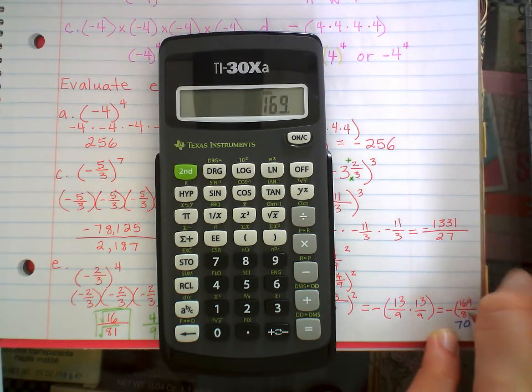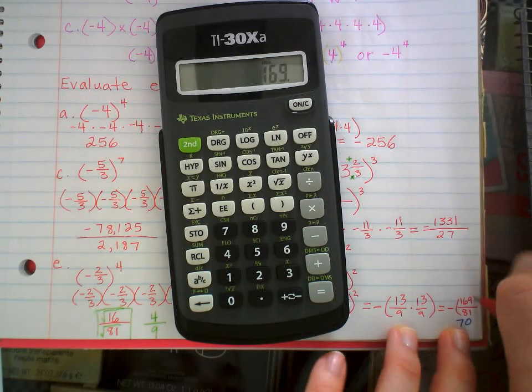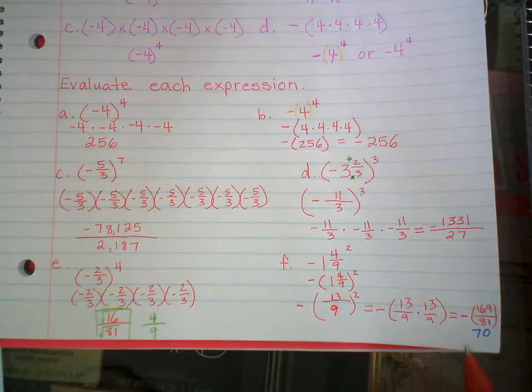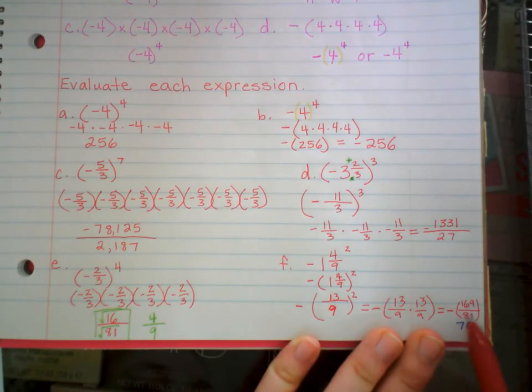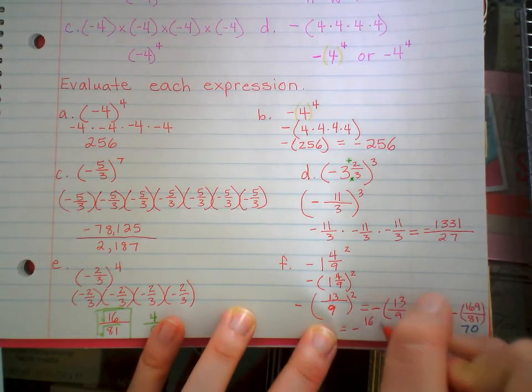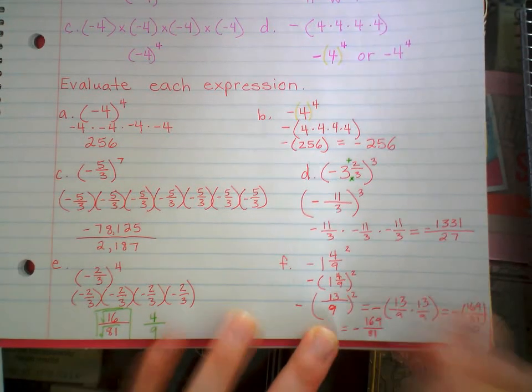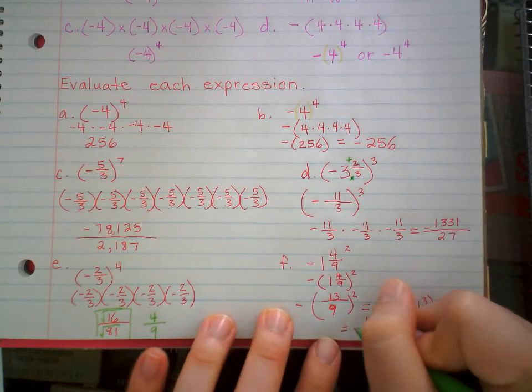Oh, this is another fun one. Okay. Sorry, I'm thinking of square roots. All right, so the negative sign is out front. So that means we have to multiply it. That's the last step. Equals negative 169 over 81. And that's your answer. Just leave it like that.